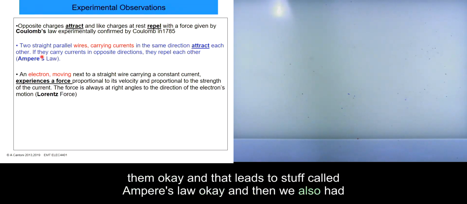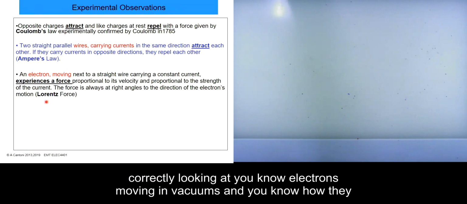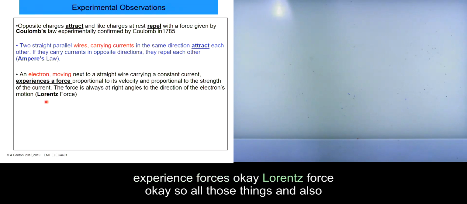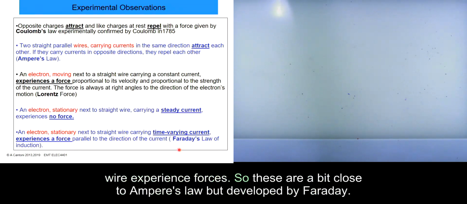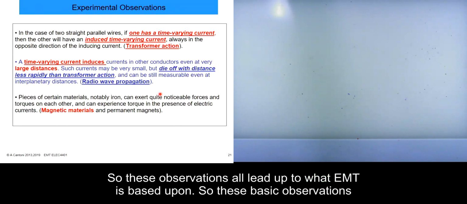Then we also had first Thomson, and then Lorentz was the one that formulated it correctly, looking at electrons moving in vacuums and how they experience forces. That's the Lorentz force. Also, an electron stationary next to a straight wire experiences forces. These are a bit close to Ampere's law, but developed by Faraday. So these observations all lead up to, or actually are, what EMT is based upon. These basic observations.